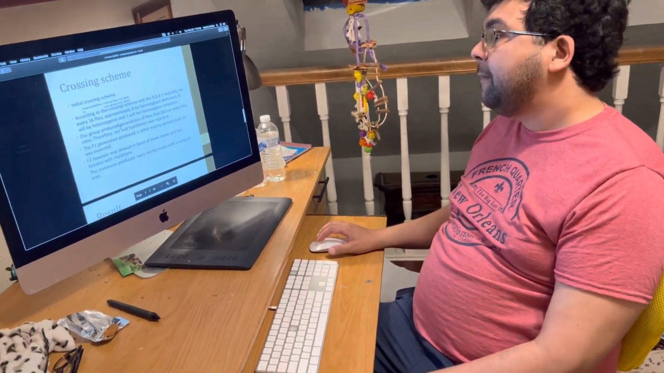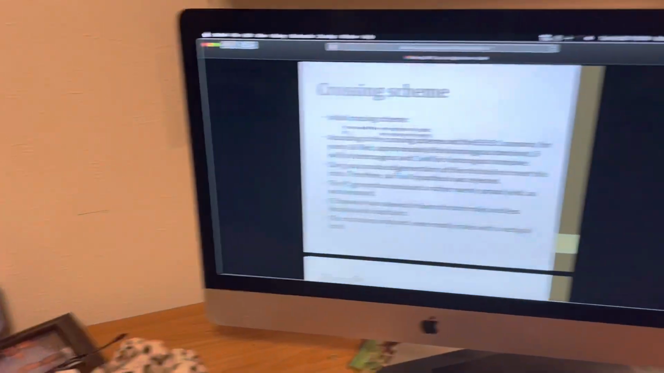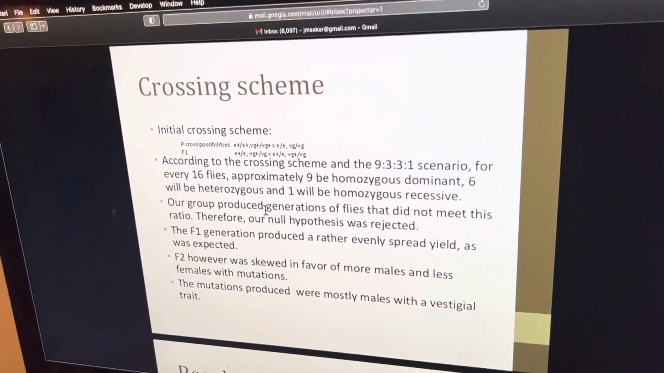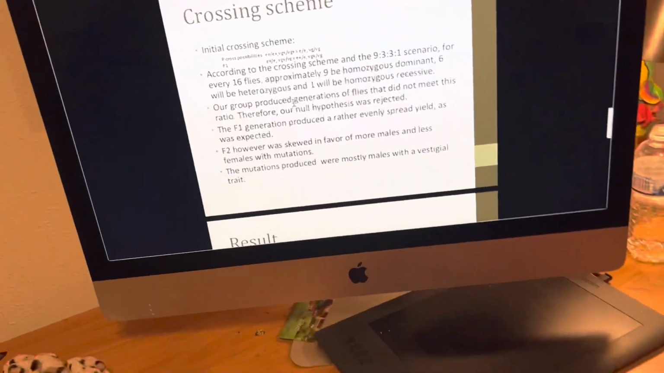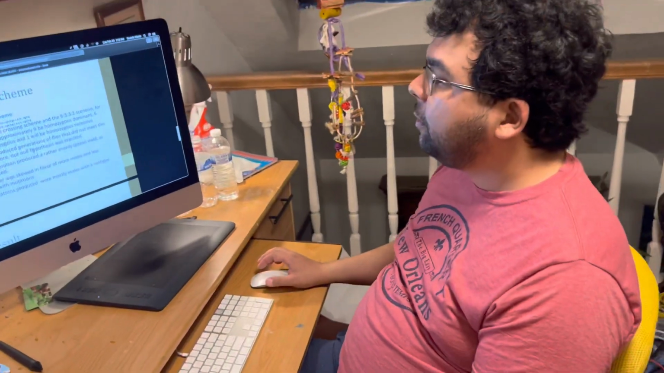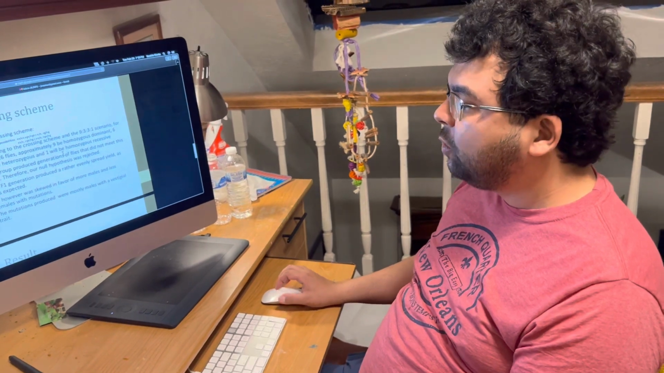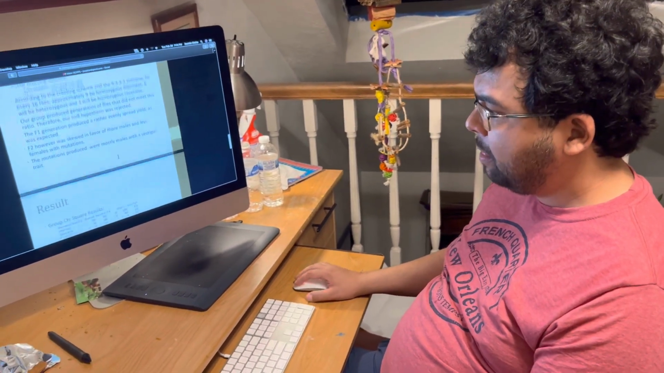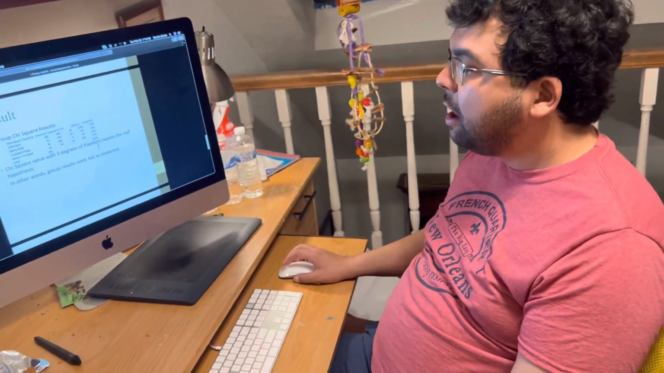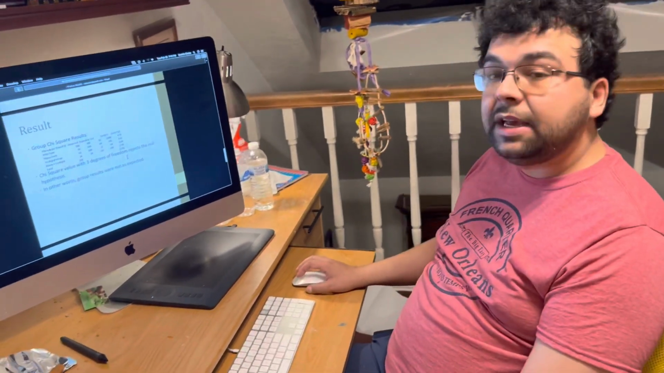According to the crossing scheme and the 9:3:1 scenario, for every 16 flies, approximately 9 should be homozygous dominant, 6 will be heterozygous, and 1 will be homozygous recessive. And as mentioned, our group produced generations of flies that did not meet this ratio, therefore our null hypothesis was rejected. The result of the experiment, with 3 degrees of freedom in the chi-square analysis, was that the null hypothesis was rejected. In other words, group results were not as expected.